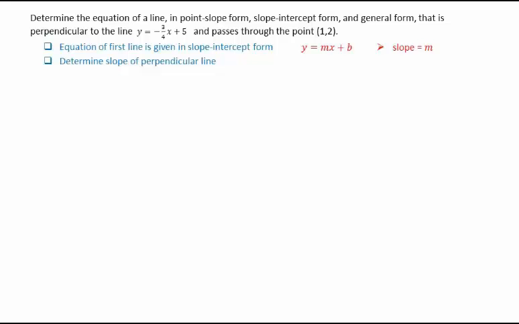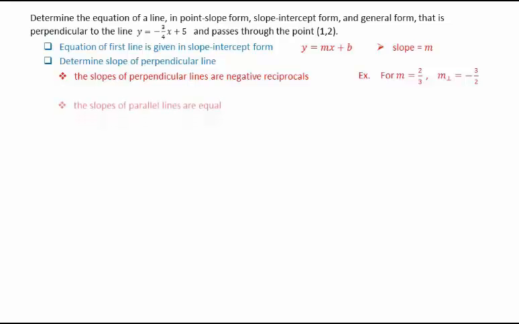We can then figure out the slope of a line perpendicular to the given line. Recall that the slopes of perpendicular line segments are negative reciprocals of each other. The same idea also applies for lines. As an example, for a line with a slope of 2/3, the slope of a perpendicular line is negative 3/2. Note we've taken the reciprocal of 2/3 as well as the opposite. The slopes of parallel lines are always exactly equal to each other.